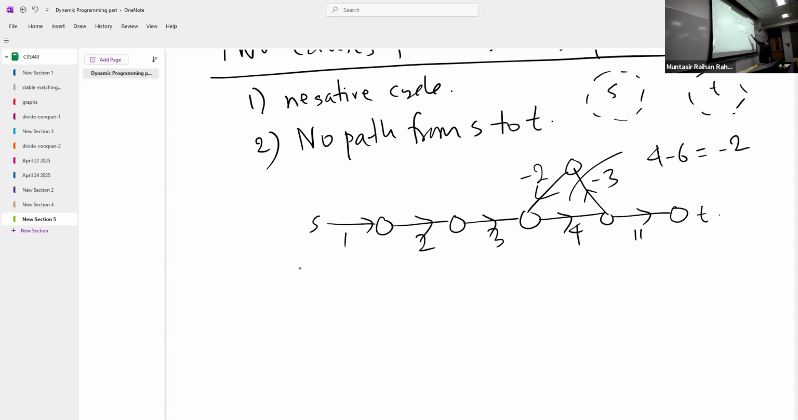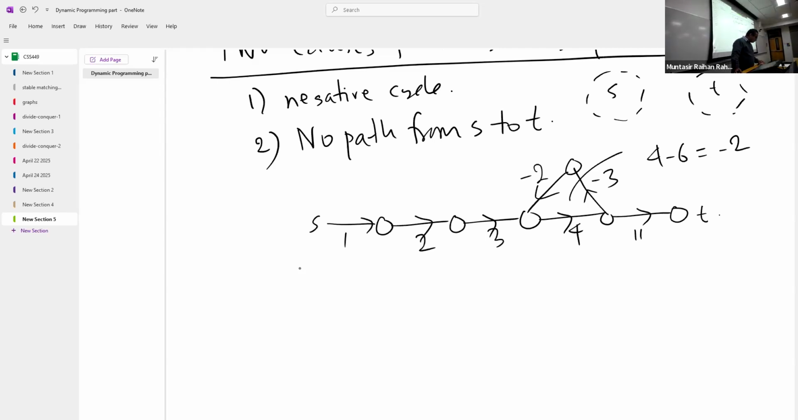Is it 4 minus 10 minus 1? Exactly. So every time you go across this path, you will decrease the length. So you can go across this an infinite number of times, and then your shortest path length becomes minus infinity. So there is no stable shortest path. That's why the negative cycle is problematic.